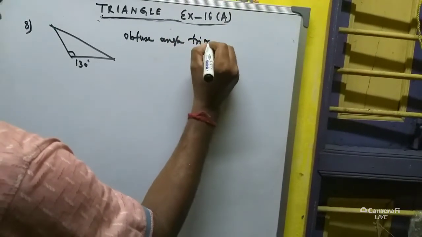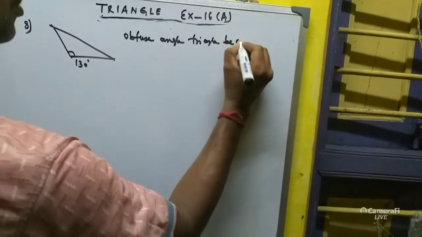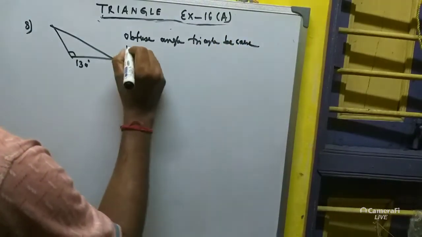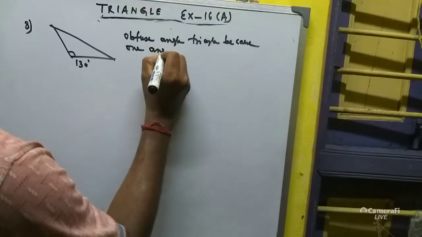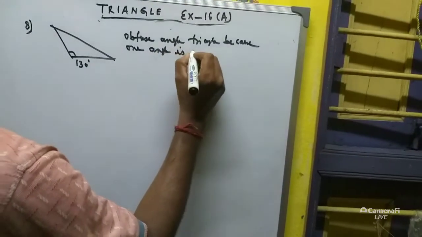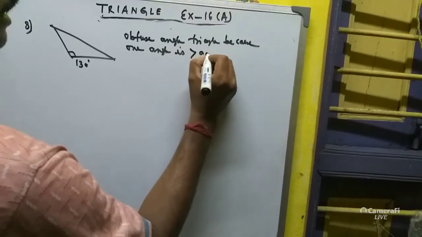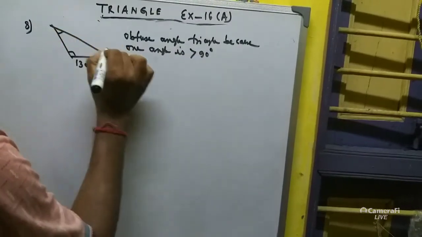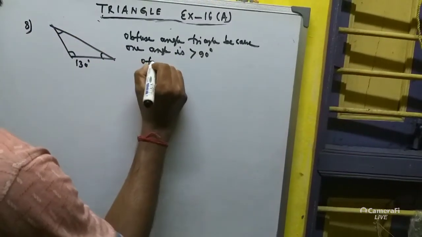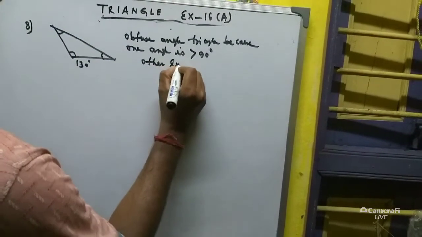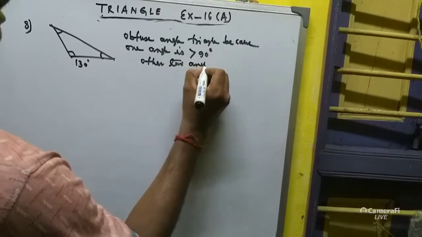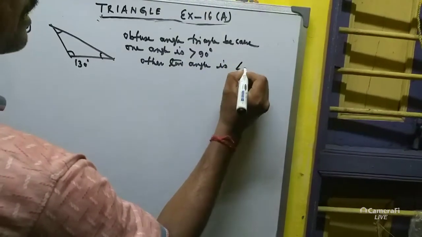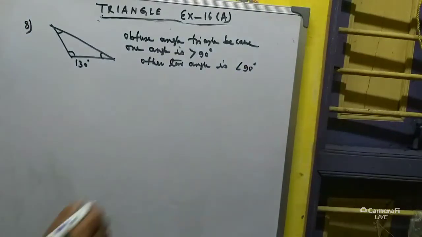Triangle, because one angle is greater than 90 degrees and the other two angles are acute. The other two angles are less than 90 degrees. So this is the property.